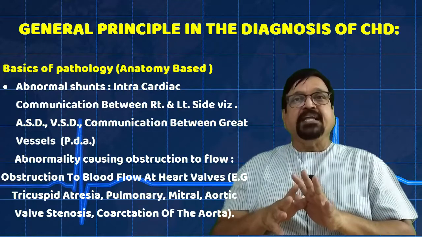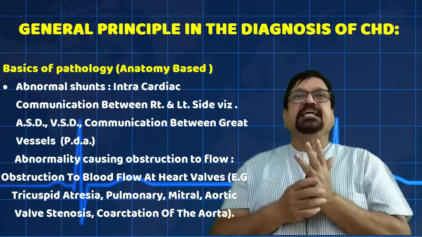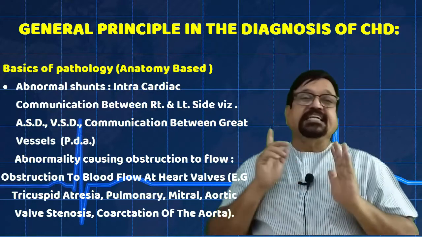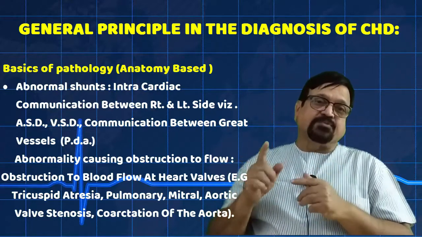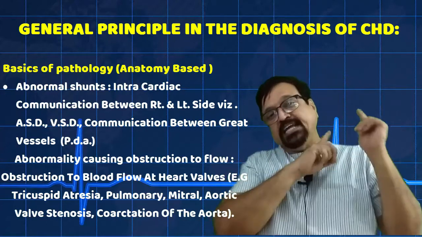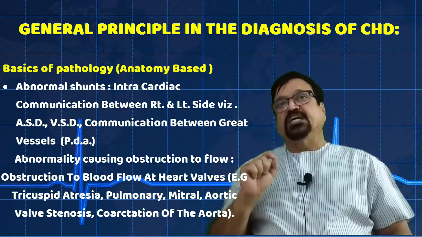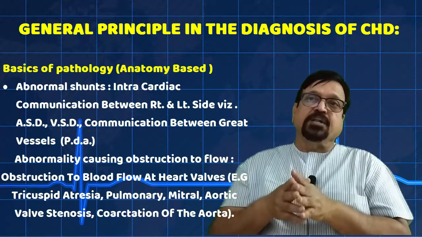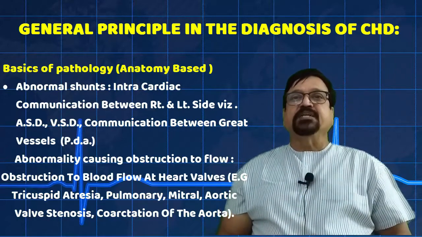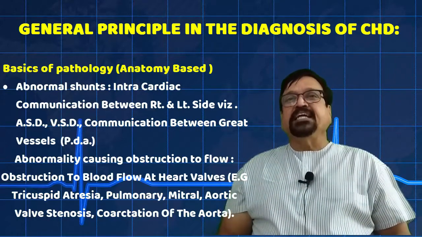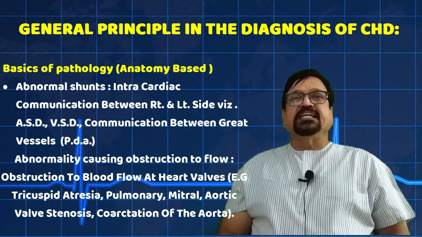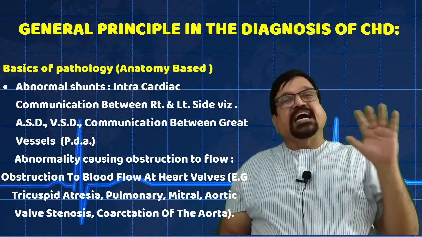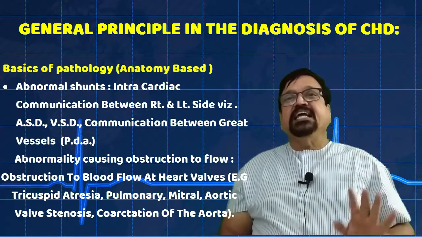Now an abnormal shunt can be intracardiac, that is communication between the right and left side: ASD and VSD are these two communications. Then it can be from the great vessels, that is from the pulmonary artery into the aorta, that is patent ductus arteriosus. Now abnormality can also cause obstruction to the flow. The obstruction to the flow can occur only by stenosis. Here we have to suspect tricuspid atresia, pulmonary, mitral, aortic stenosis, and narrowing of the aorta, that is coarctation of the aorta. These are the abnormalities of the other part.